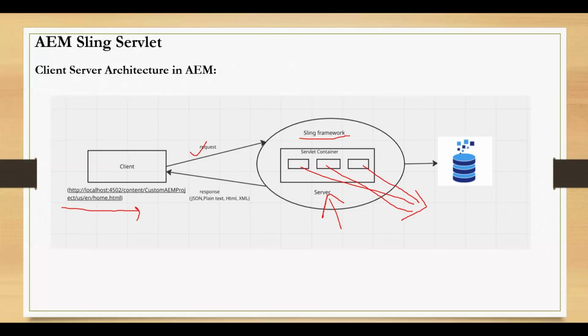And as I mentioned, if we have any database dependency or any third-party external dependency, we can use the servlet to fetch the response and write the logic here. Then we send the response, as I mentioned, as plain text, HTML, XML, or JSON to the client side, and the data is displayed in the client. So this is basically a normal architecture related to AEM, and in the next slide I'm going to discuss it in detail.